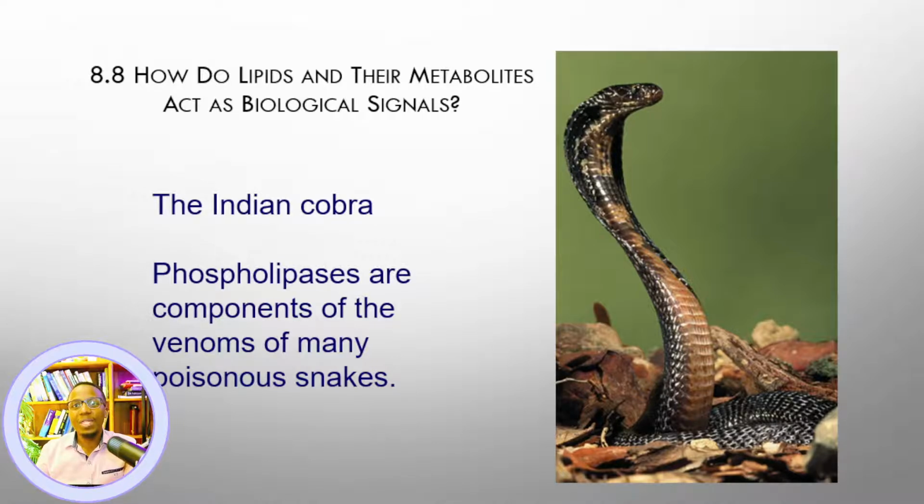Some of the snake venoms have phospholipases in the cocktail that they have, right? And those phospholipases break down pretty much the victims' lipids. But it's not just phospholipases; they have other things as well.